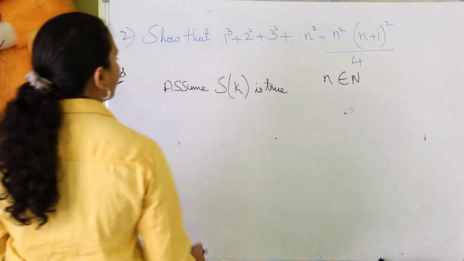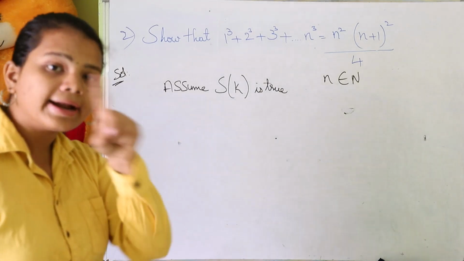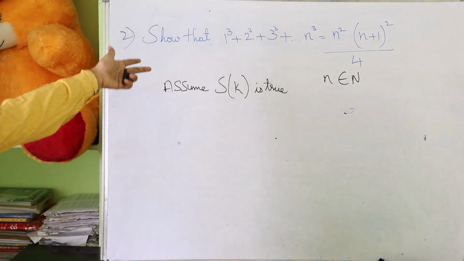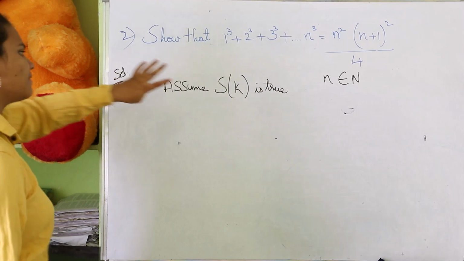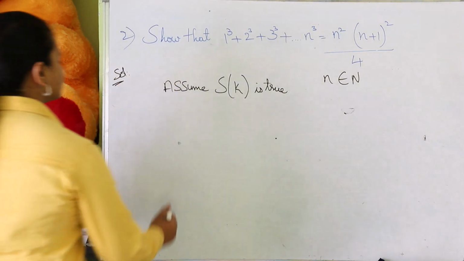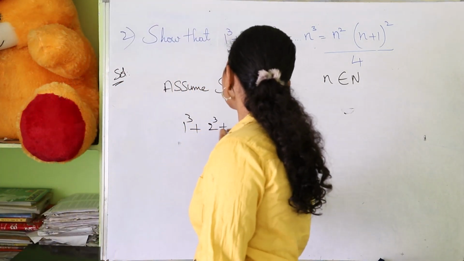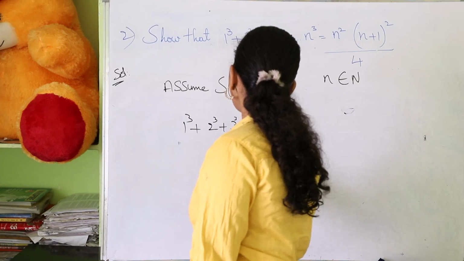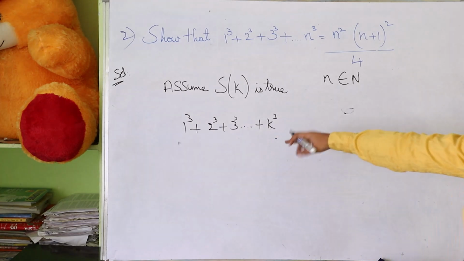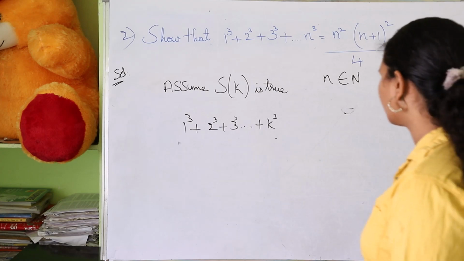Assuming S of k is true means that instead of n value, you replace k. This is the given equation, 1 cube plus 2 cube plus 3 cube. Now instead of n, you substitute k. This becomes 1 cube plus 2 cube plus 3 cube, which goes on plus k cube. Instead of n I have substituted k, so I have written k cube.